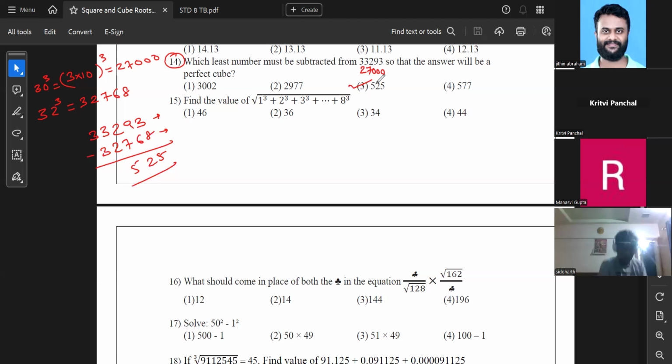So the question was, if we need to subtract a number from this particular number, from 33,000 something, what number should we subtract so that we get the answer to be a perfect cube? So first I did another approach, where I initially found the perfect cube and then I subtracted this number.